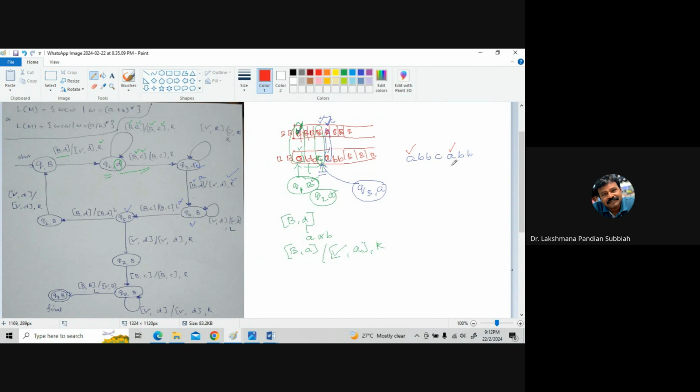Now we are moving back, return back. So this is C. This C is crossing. Then move to left. Then we are going to have this one, right? So this is in the Q5 state. So in that position, we are having now Q5.